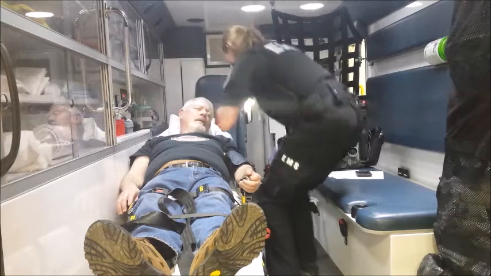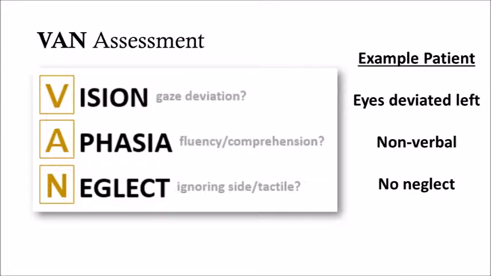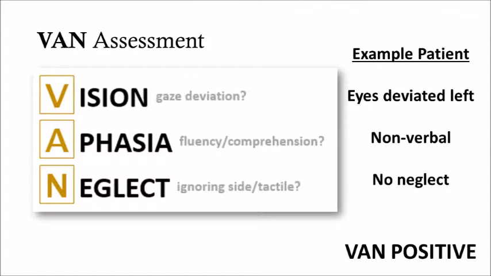Good. With our example patient, we saw that he was positive for V because his eyes are deviated to the left and could not cross over to the right. He was aphasic because he was non-verbal in all regards and not able to name the pen, but he didn't show any neglect. And so this would be a positive VAN screen.